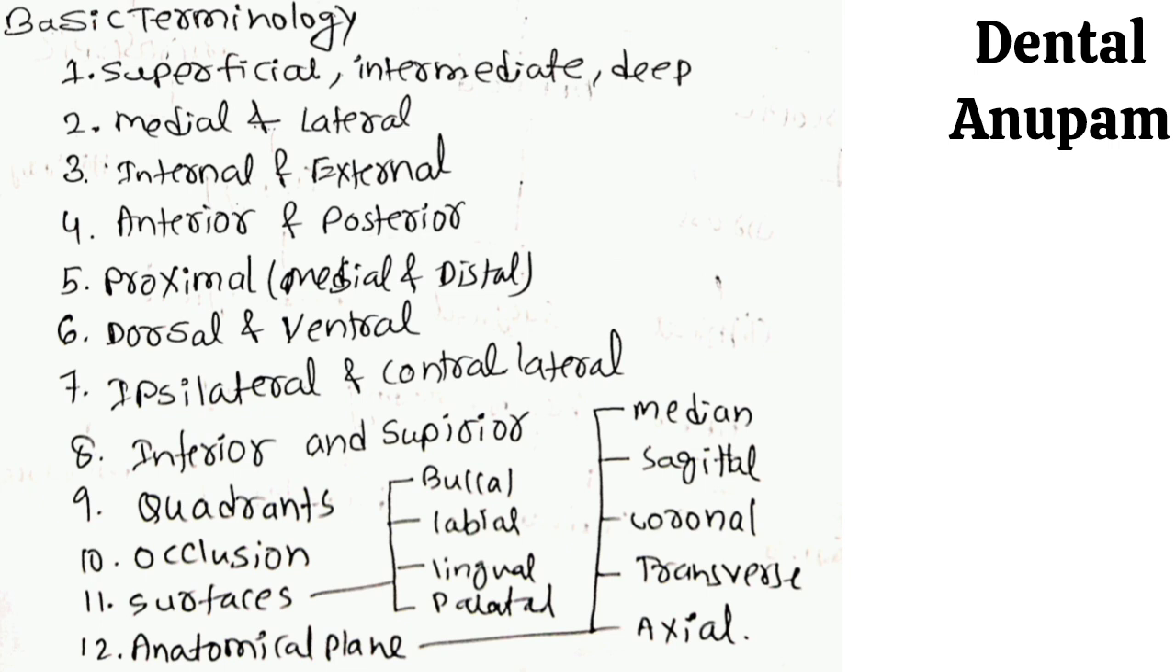First is superficial, intermediate, and deep. Superficial means structures close to the surface, that is the skin or oral mucosal membrane. Intermediate means structures in between superficial and deep. Deep means structures located below the surface at a greater depth.